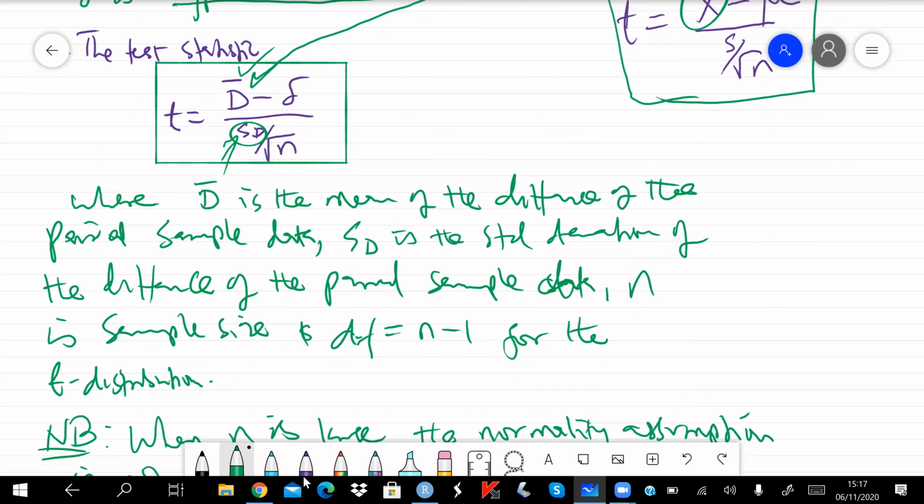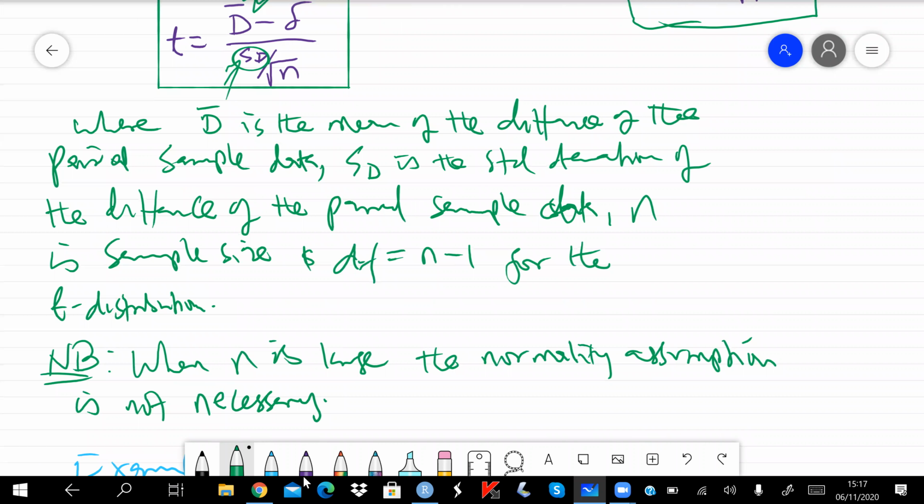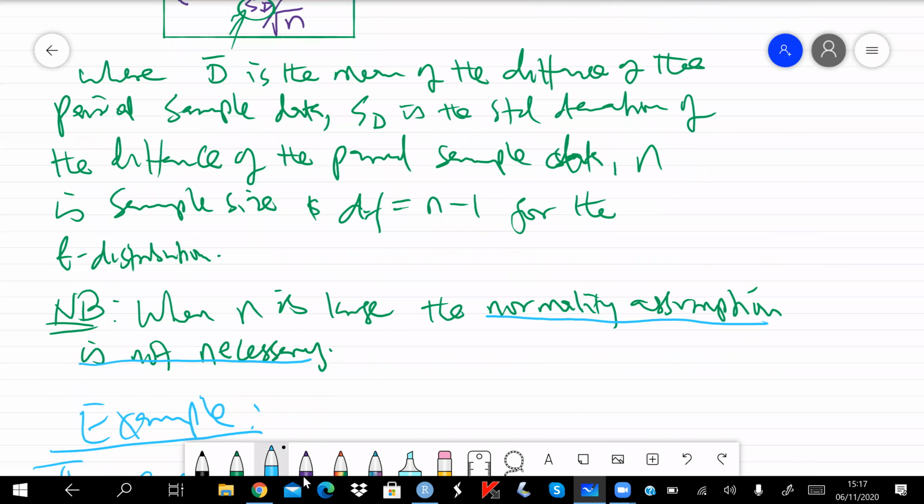Then we are saying that when the size of the sample is large, the assumption of normality is not necessary. You can do without it, based on the central limit theorem.